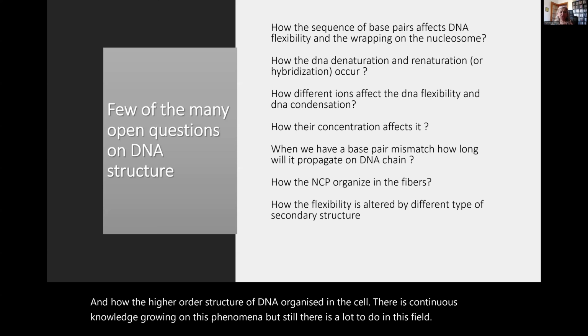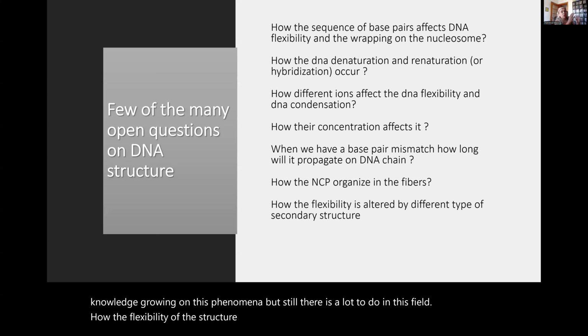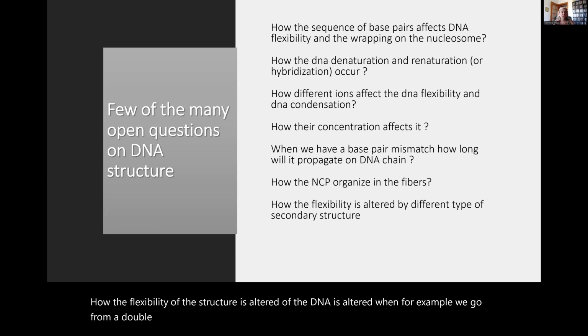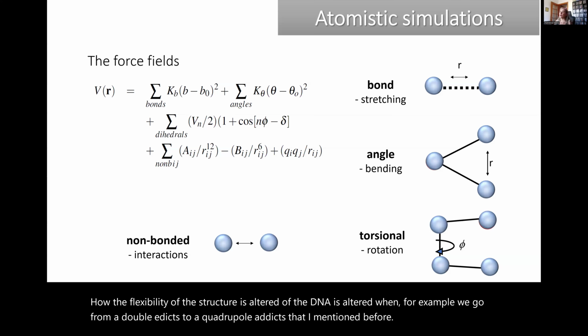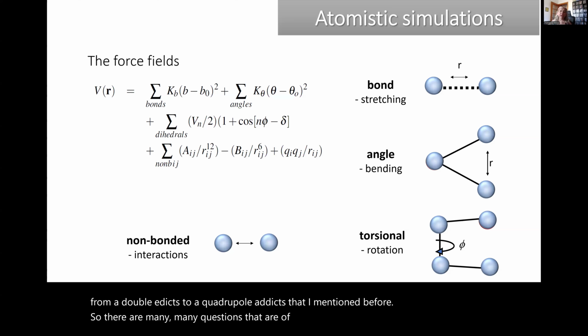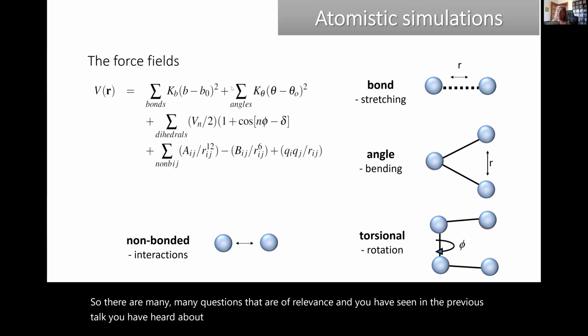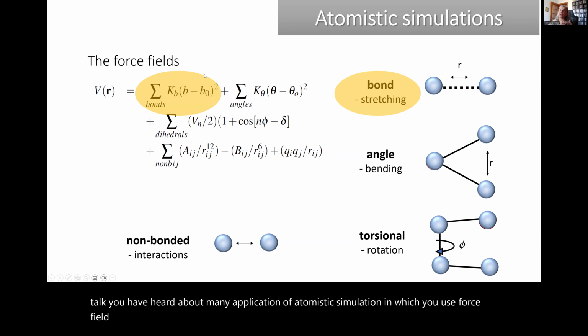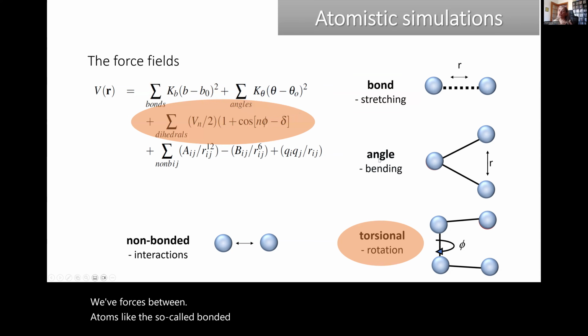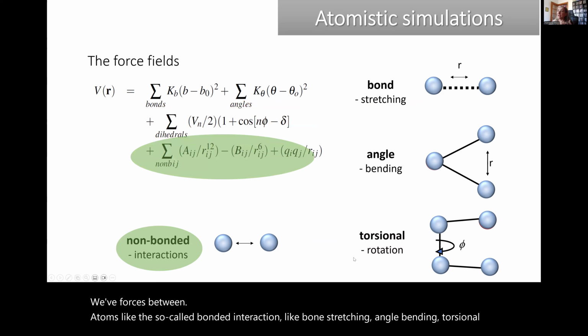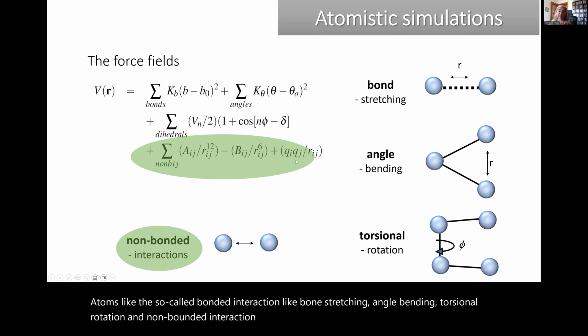How the flexibility of the DNA structure is altered when, for example, we go from a double helix to a quadruple helix that I mentioned before. So there are many, many questions that are of relevance. And you have seen in the previous talk, you have heard about many applications of atomistic simulation in which you use a force field where you have terms that correlate the energy V of the system with forces between atoms, like the so-called bonded interactions, like bond stretching, angle bending, torsional rotation, and non-bonded interactions that occur between atoms in our system.